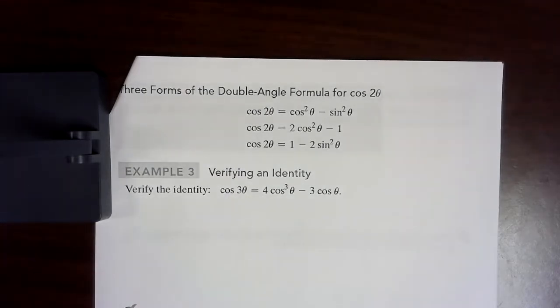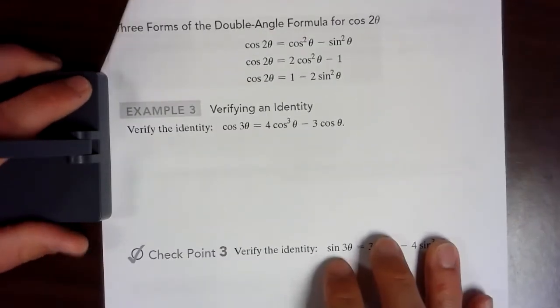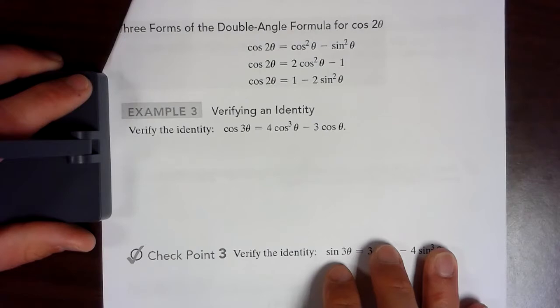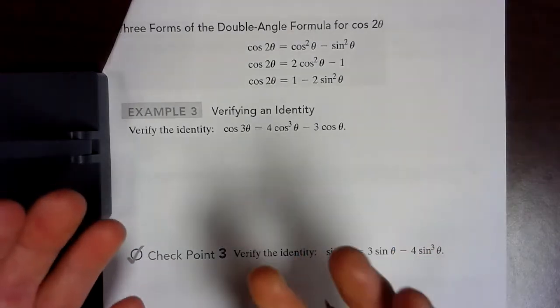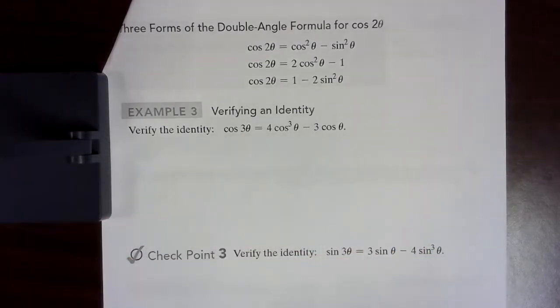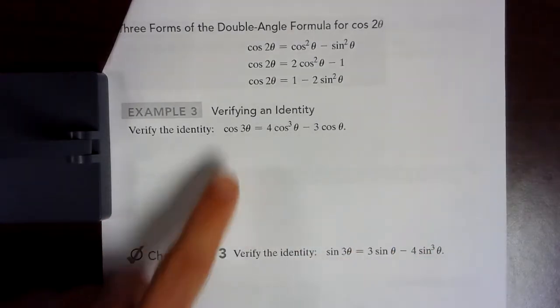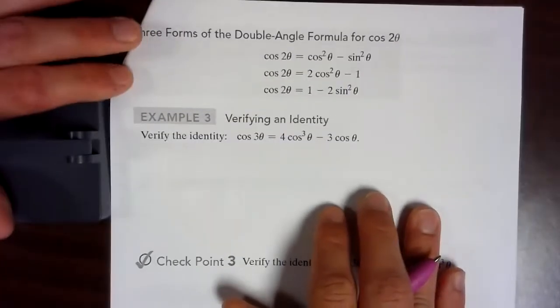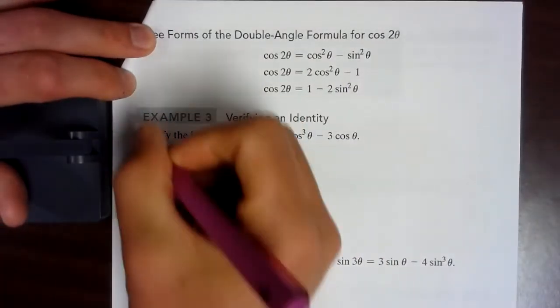So remember, when we're verifying, I'm just working with one side. And it really doesn't matter which side. We tend to choose the one that is more complicated, but that's not always the case. And honestly, it doesn't matter. We can get there multiple different ways. And in fact, the way that I show you now might be something different than what you thought initially. So we're going to actually work with the left side here. So the left side being cosine of 3 theta.